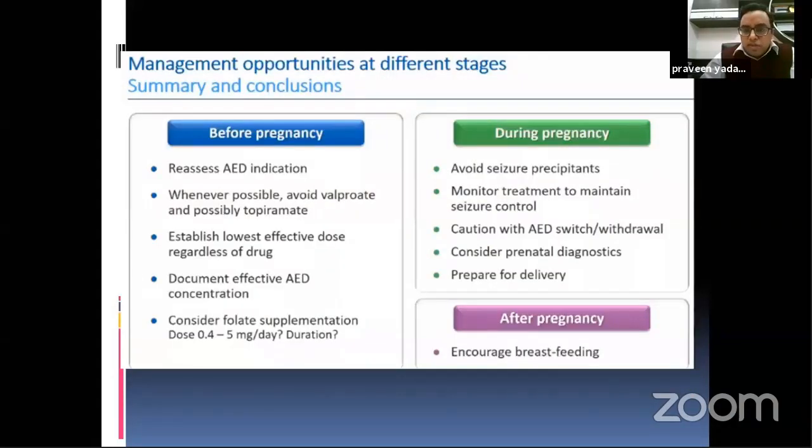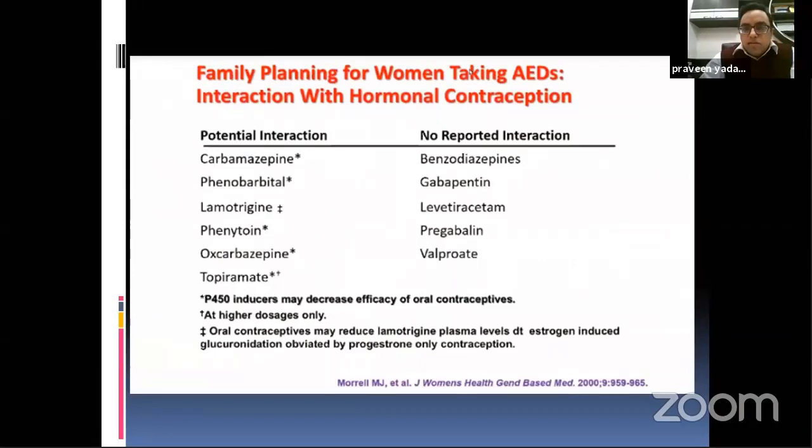So this is a summary. I think I'll skip this. And second is regarding the contraception. Whenever you are using these in females, there is potential interaction of carbamazepine, phenobarbital, and all these agents with the contraceptive pills. The newer agents like levetiracetam and sodium valproate have less interaction with the contraceptive pills, because they are not enzyme inducing agents. Now, if the lady is on lamotrigine, the oral contraceptive pill may reduce the lamotrigine levels as well. So there may be chances of seizure precipitation in patients who are on lamotrigine with contraceptive pills.